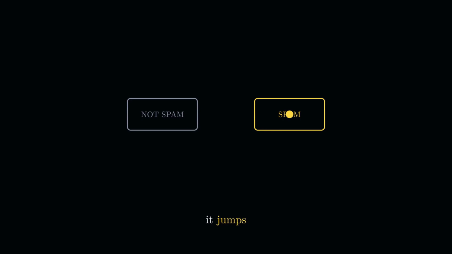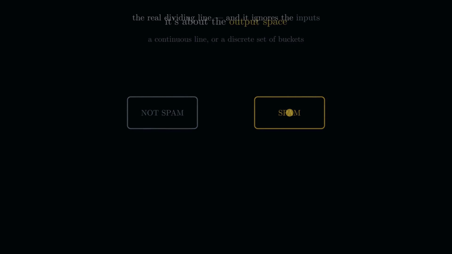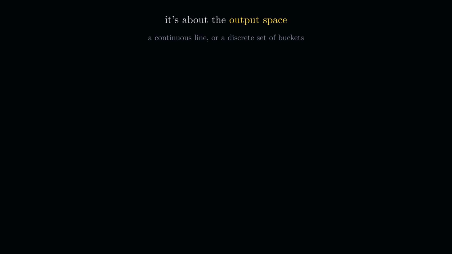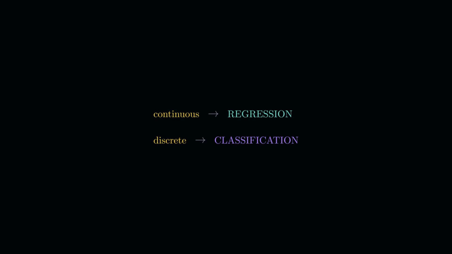That's a real dividing line in supervised learning, and it has nothing to do with the inputs. Both problems might use the same house or the same email, but it's entirely about the shape of the output space, whether it is a continuous line or a discrete set of buckets. Continuous output, which we call regression, which is our numbers, and discrete output, which is spam or not spam, which is called classification.